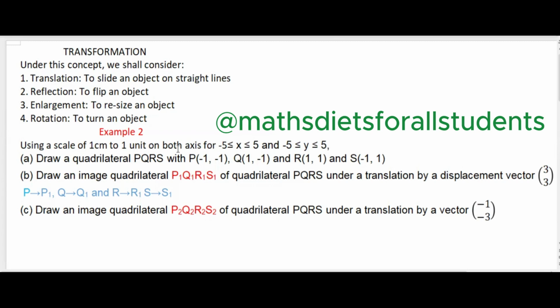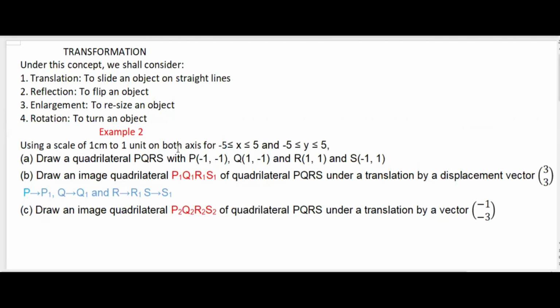But suppose it's something like 2 centimeters to 1 unit. That means for all your counting, you will be jumping 2, 2. You'll be counting 2, 2 for each unit. So for this one, draw a quadrilateral PQRS with this coordinate. So let's take note of the coordinates because we move on to the graph now to plot it.